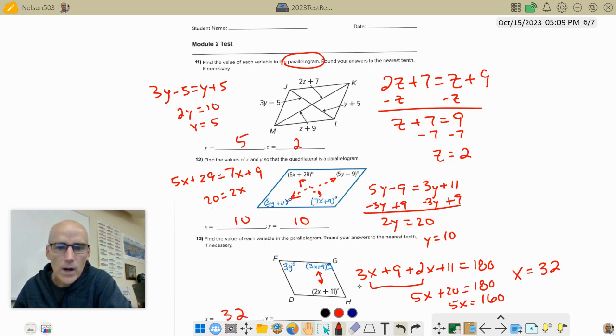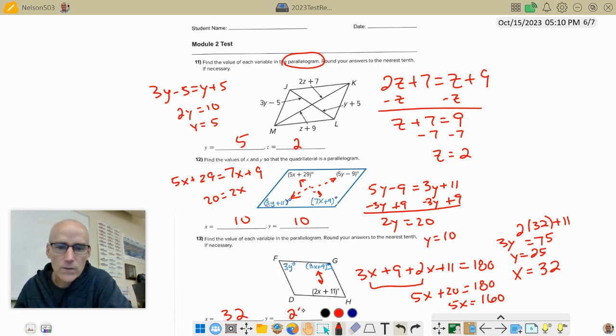And then for my y value, let's see, I could plug the 32 back in for x. This is one way of doing it. So I get 2 times 32 plus 11, which is 64 plus 11, which comes out to be 75. And then I'm going to set that equal to 3y. And then I divide by 3, and y comes out to be 25.